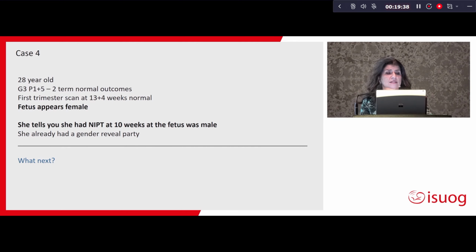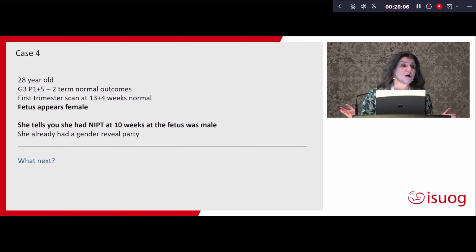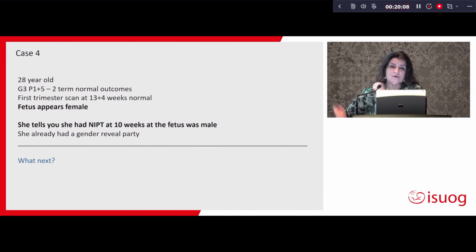And the last case is a 28-year-old. This actually happened to me. Gravida 3, 1 previous term normal outcome. She comes for her first trimester scan at 13 weeks, and the fetus appears female. I know that it's not 100% at this gestation, but I felt in my hands I was certain this was a female fetus. But she tells me that she's already had her gender reveal party because she had a NIPT at 10 weeks. Gender reveal party is the biggest reason why women have NIPT in Abu Dhabi, not because they want to know if their babies have trisomy 18 or 13 or 21. Anyway, the NIPT said male, she's already had a party, she's really, really upset.